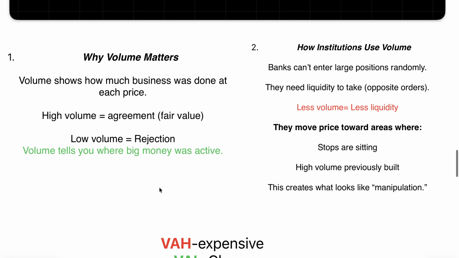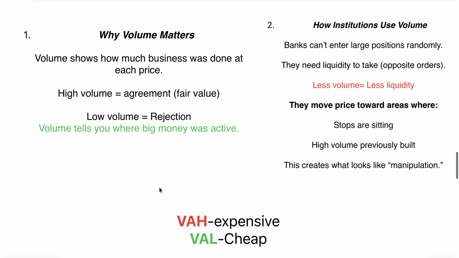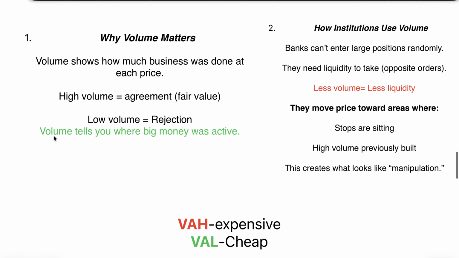Now, let's talk about volume. Why does volume matter? Volume shows how much business was done at each price. So when there's high volume, that means there's an agreement. Institutions think that the price is fair. When there's low volume, that means there's a rejection of price. Now, just as a summary, volume tells you where big money was active.